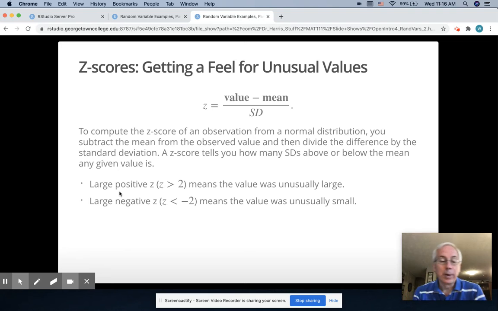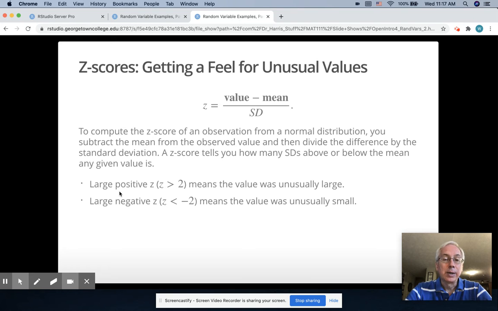Okay, before we go do some other things, let's introduce a tool that will help us understand whether we have an unusually high or unusually low value, and that's the z-score of an observation from a normally distributed random variable. So if I've got an observation from a normal distribution where I know the mean and the standard deviation, I can calculate what's called its z-score by taking that observation, subtracting the mean from it, and dividing by the size of the standard deviation.